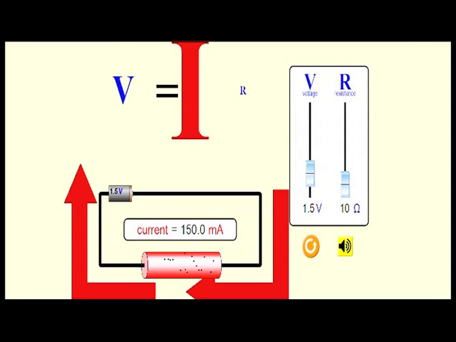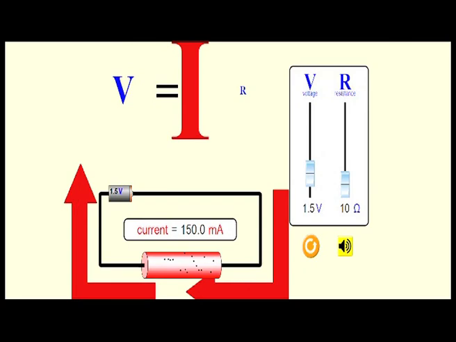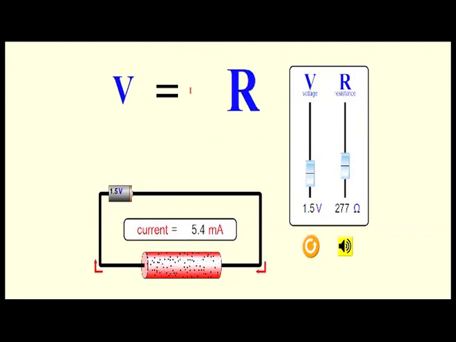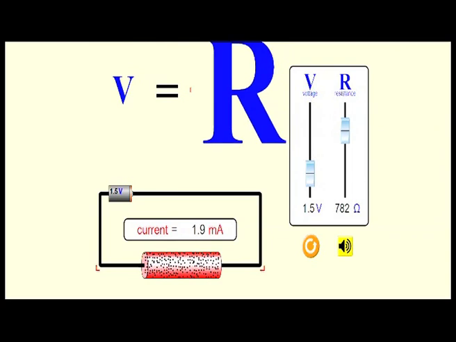So when resistance is 10 ohm, you can see the current is 150 milliampere. So with increase in resistance, current flowing through the circuit is less. With decrease in resistance, the current flowing through the circuit is more. So there is an inverse relationship between resistance and current.